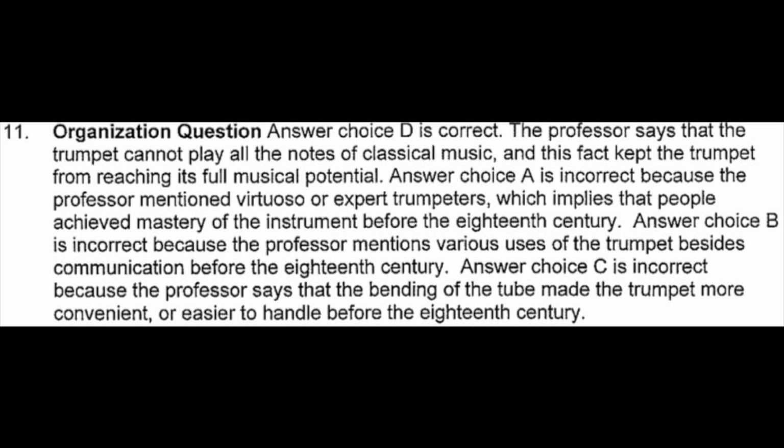Okay, number 11 is an organization question. Basically, taking a look at your notes and how the professor organized the lecture, and so putting yourself in the shoes of the professor. That's a hard one. D is correct. The professor says that the trumpet cannot play all the notes of classical music, and this fact kept the trumpet from reaching its full musical potential. Answer choice A is incorrect because the professor mentioned virtuoso or expert trumpeters.